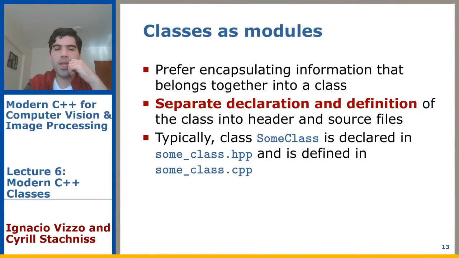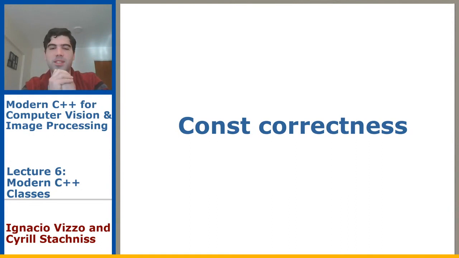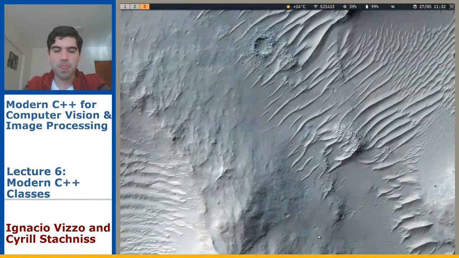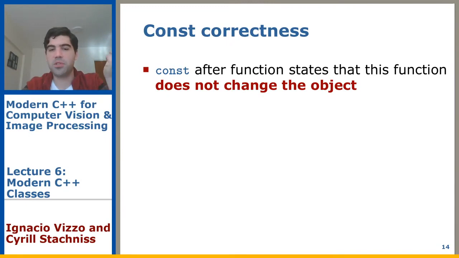Something that is really important about classes is something that we call const correctness. That is, if any member function should not change the data of the class, then it should be marked as const. So const after a function states that this function does not change the object.